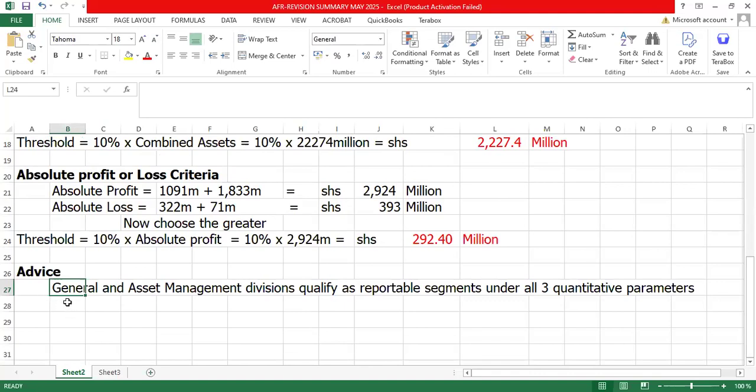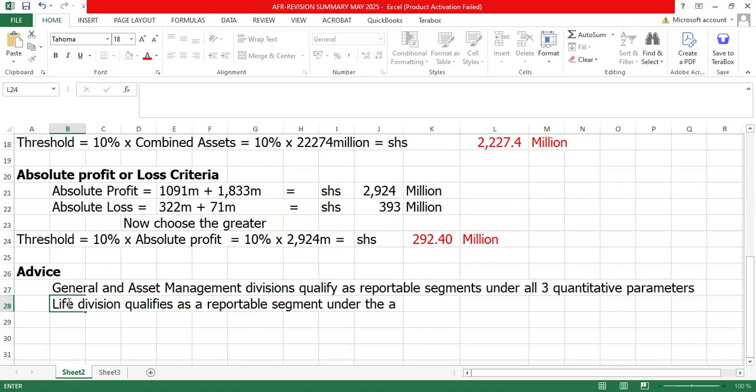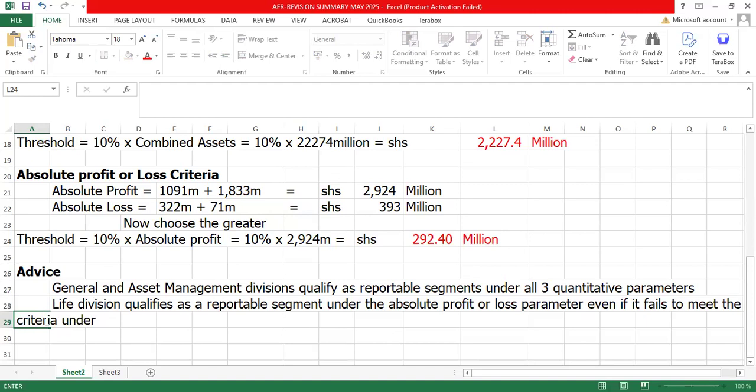Also, you're going to say that another division, like you talk about each division separately, life division qualifies as a reportable segment under the absolute profit or loss parameter, even if it fails to meet the criteria under the asset and the revenue parameter.